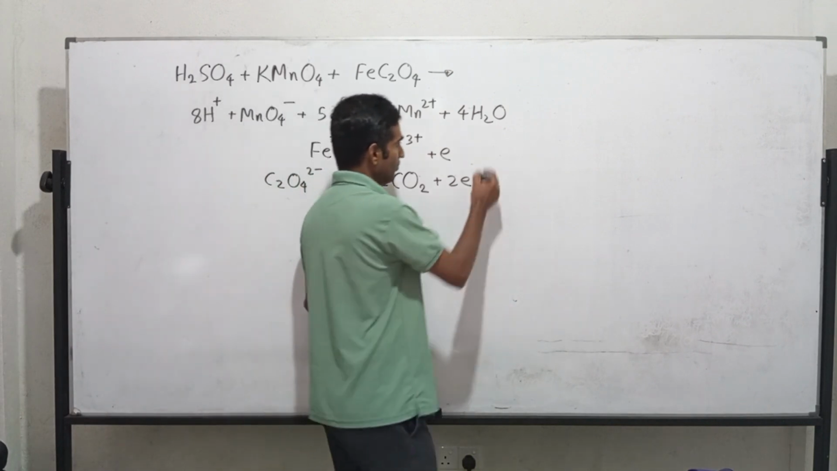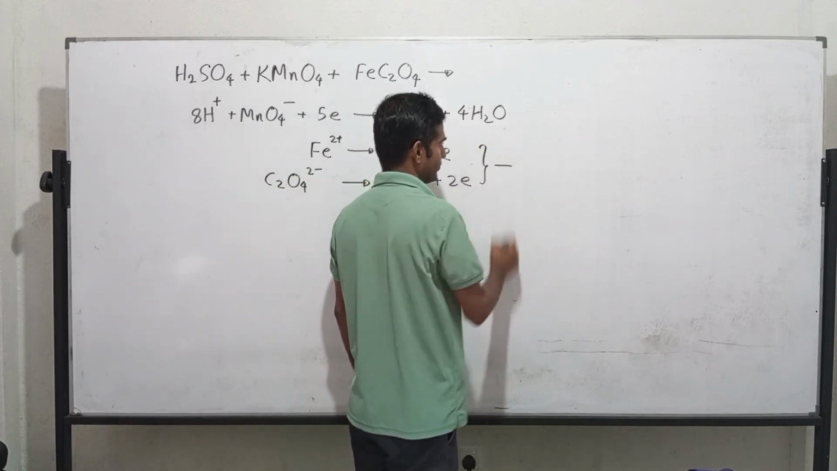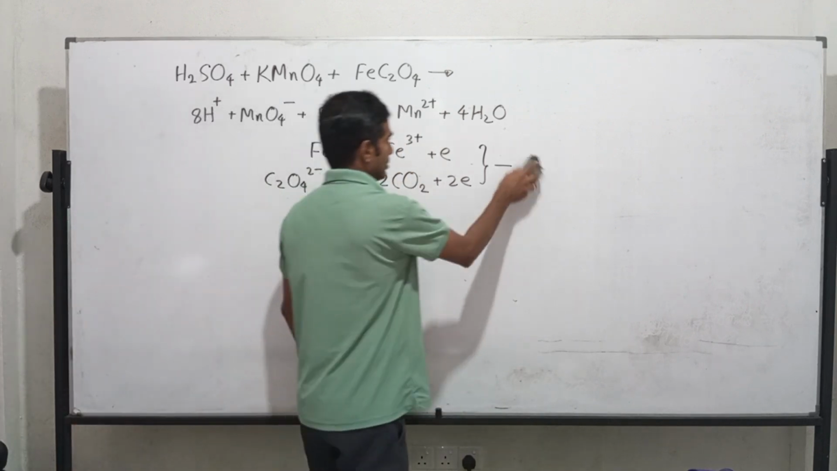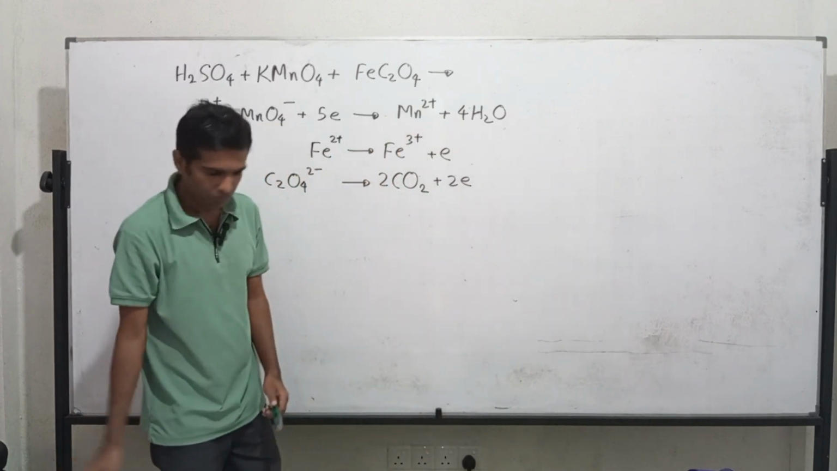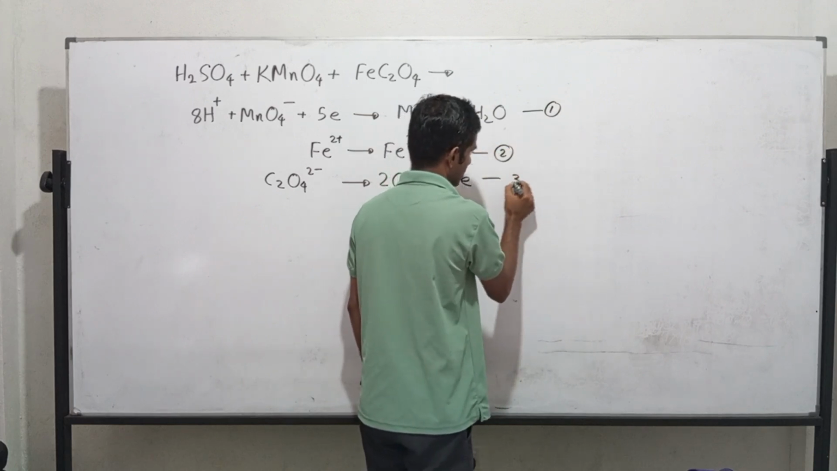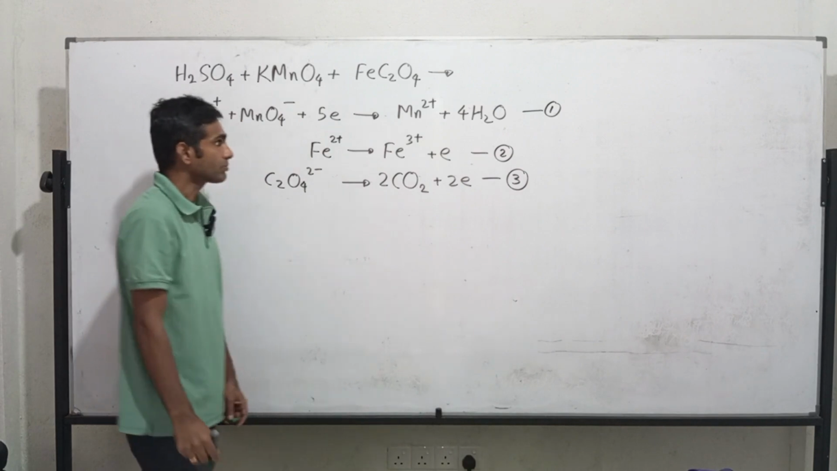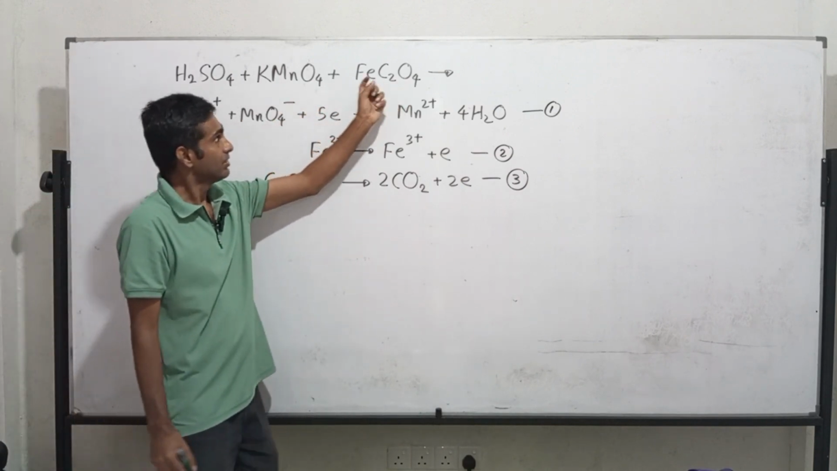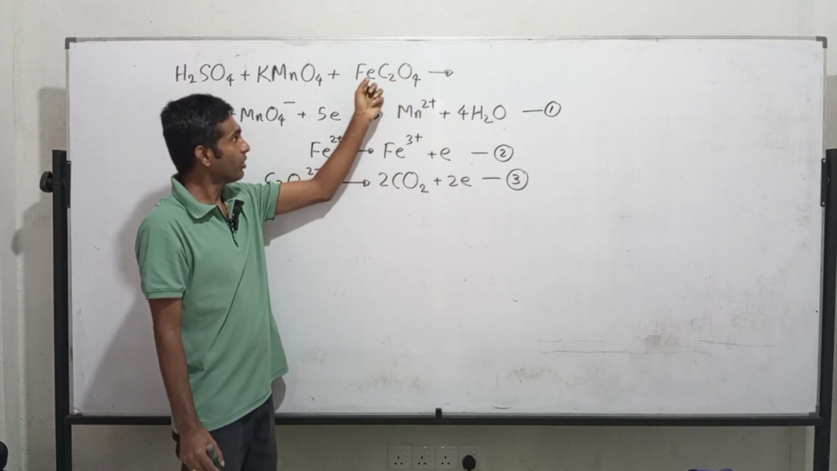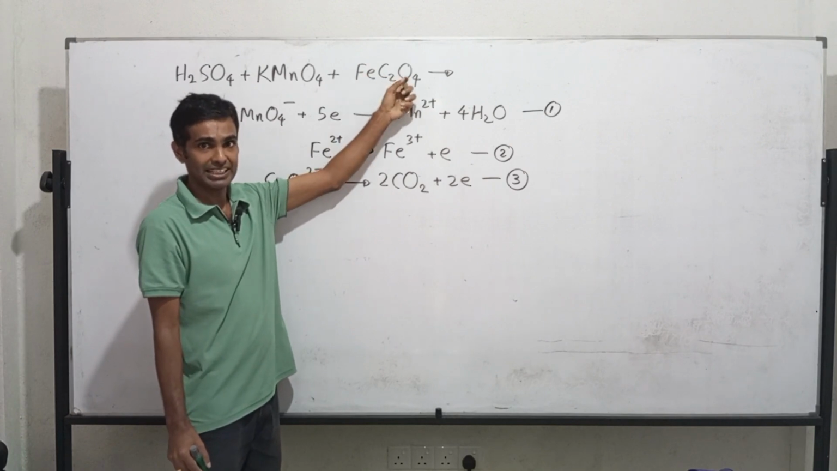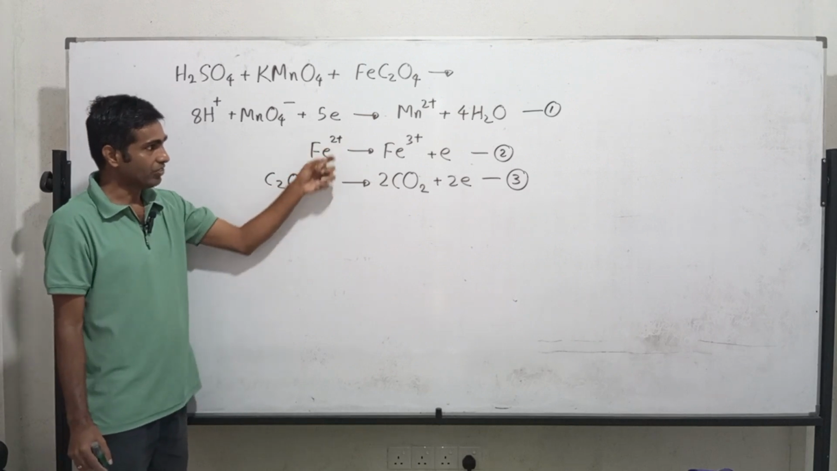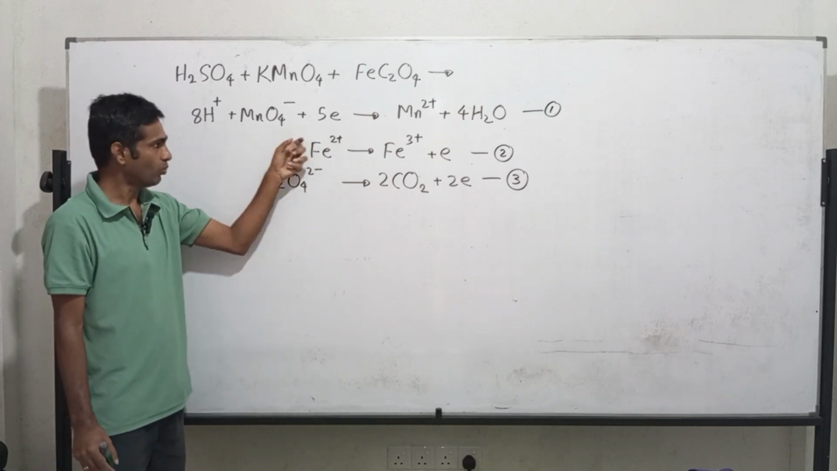Then what are we going to do? We need to add these two equations to get one equation. What is the ratio of addition? It is clear, the mole ratio in ferrous oxalate. When we consider ferrous oxalate, mole ratio between ferrous ions and oxalate ions is 1 to 1. Therefore, we add these two equations in that mole ratio 1 to 1.